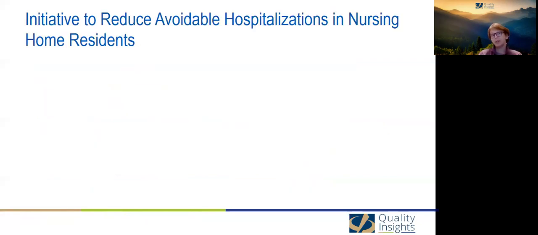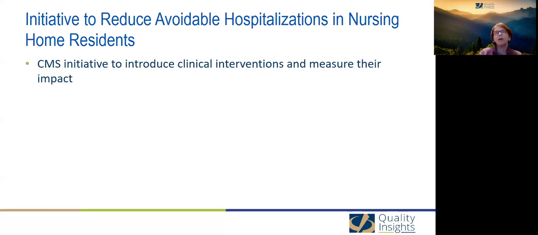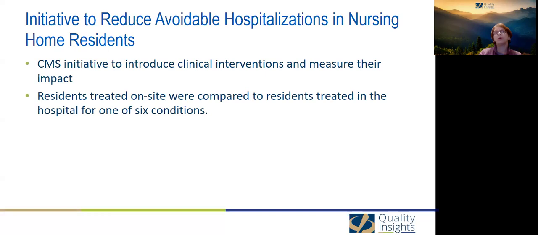So enter the CMS initiative that focuses on determining if nursing homes can reduce rehospitalizations. The goal of that CMS initiative was to determine why nursing home residents were rehospitalized, which residents were being rehospitalized, and what the outcomes were for those residents. During the study, residents who were treated on-site in the nursing home were directly compared to those residents who were treated in the hospital for 1 of 6 conditions.